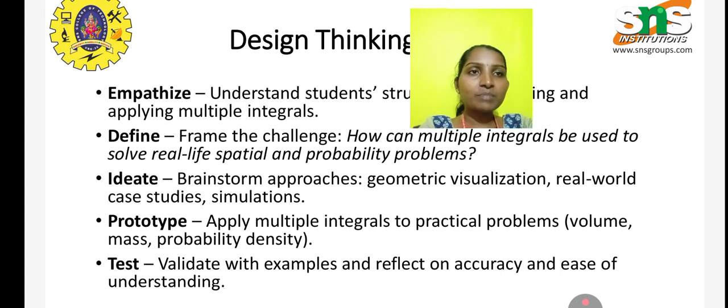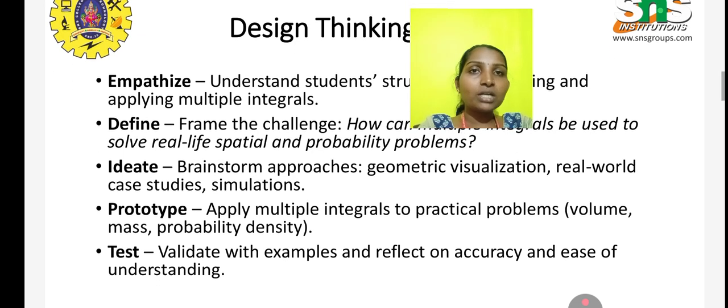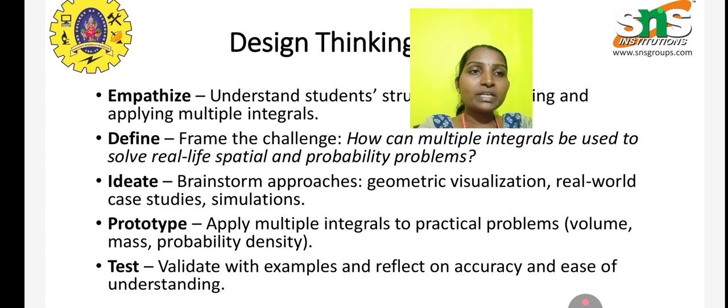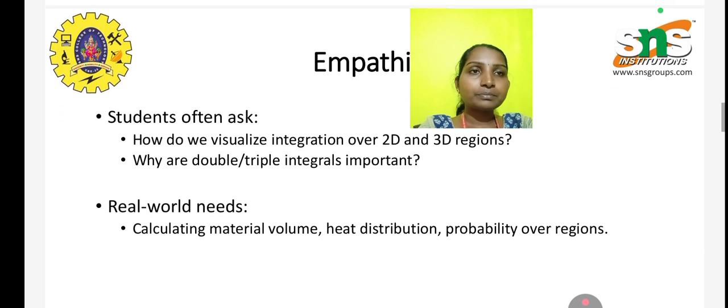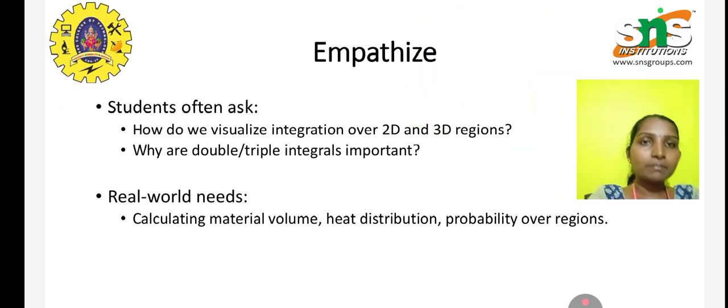So these are the important steps to be followed in the design thinking concept. The first step is to empathize. What do we empathize here?